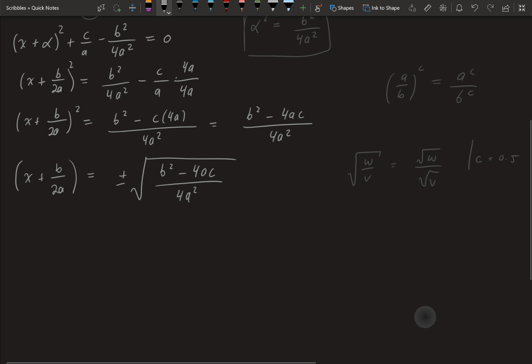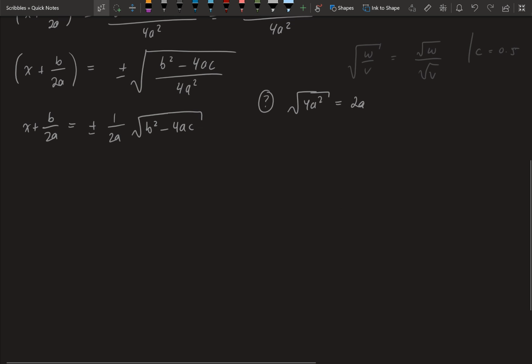Then, if we think about the square root of 4a squared, that's just going to be 2a. And then we end up with x plus b on 2a is equal to plus or minus 1 on 2a, and then the square root of b squared minus 4ac. And then we bring over that last term next to x. So x is going to be equal to minus b on 2a plus or minus 1 over 2a square root b squared minus 4ac.